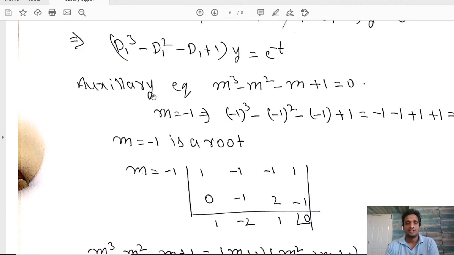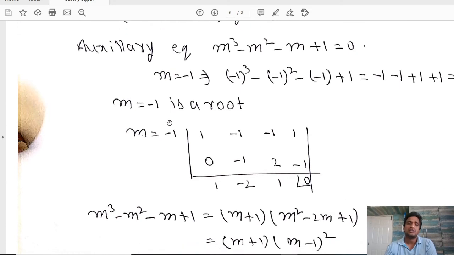So the auxiliary equation to find the complementary function is m cube minus m square minus m plus 1 equal to 0. Using the trial and error method to find the roots, I substitute m equal to minus 1, and this total value becomes 0. So m equal to minus 1 is a root for the given equation. So we have to find the remaining roots. Here it is a cubic equation, that means we got only one root. We have to find the other two roots.